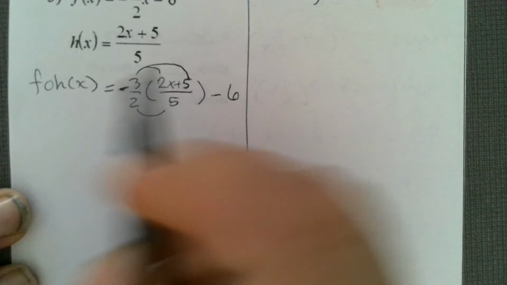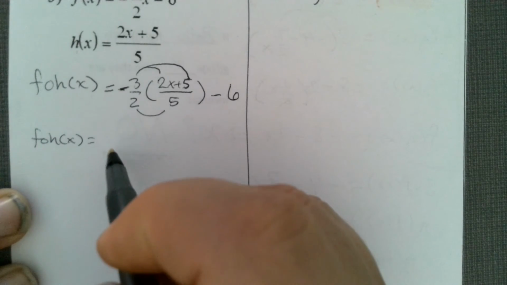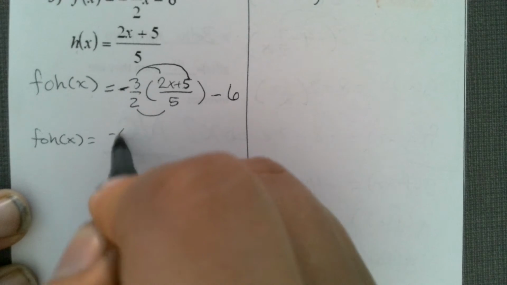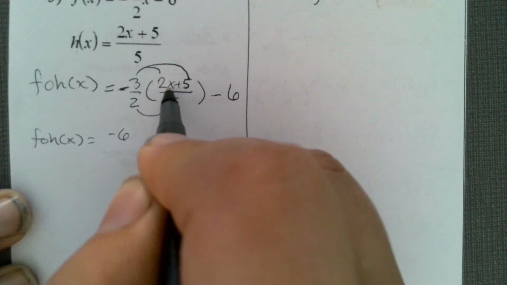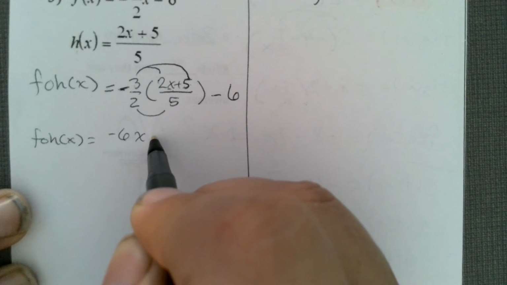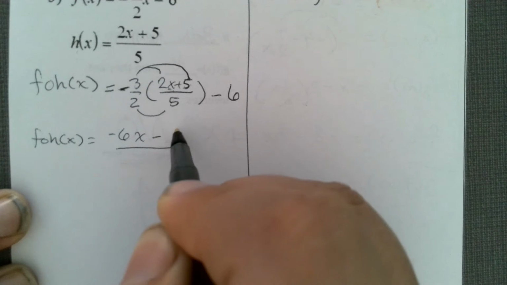Miguel, negative 3 times 2x? Almost. What's the sign? Negative 6 what? Thank you. Negative 3 times 5 is? Good. Go ahead and popcorn to anybody you want.